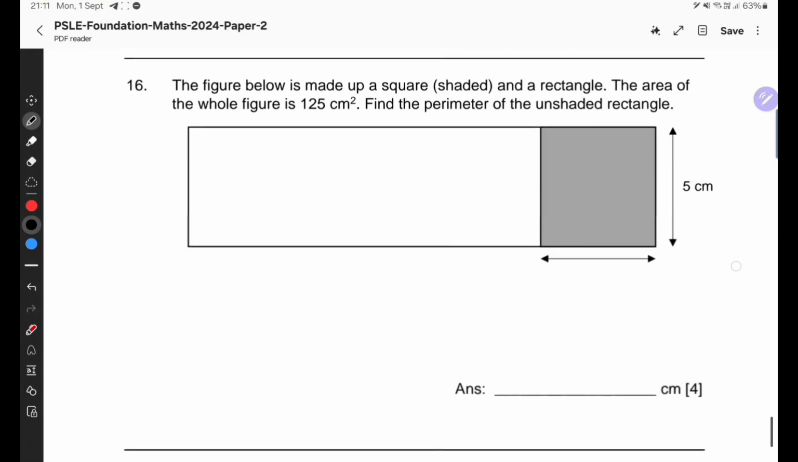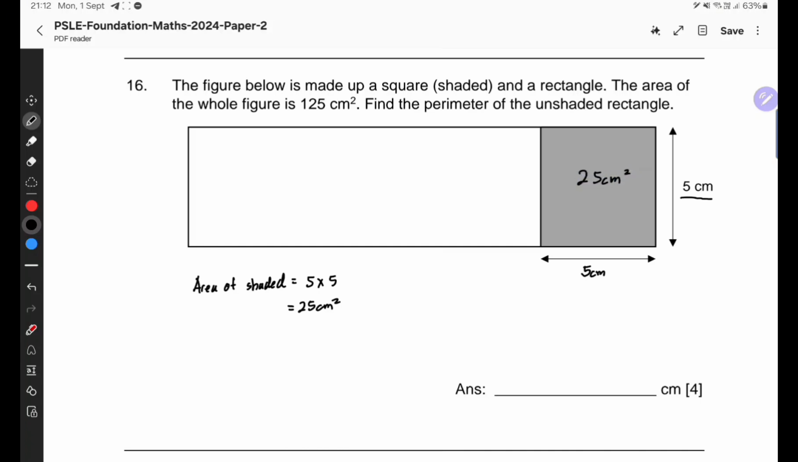Alright, so now moving on to the last question, question 16. The figure below is made up of a square, shaded, and a rectangle. Okay, so this is a square. So now we know that this is 5 cm, we should write down this is 5 cm too. The area of the whole figure is 125 cm square. Find the perimeter of the unshaded rectangle. So first of all, we need to find what's the area of shaded, which is 5 times 5, 25 cm square.